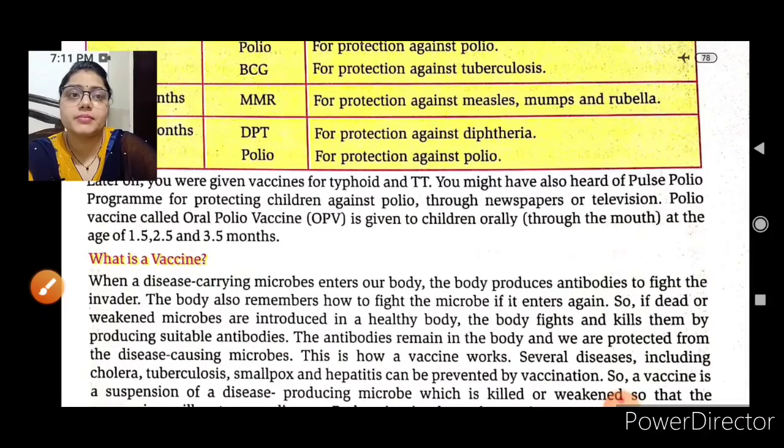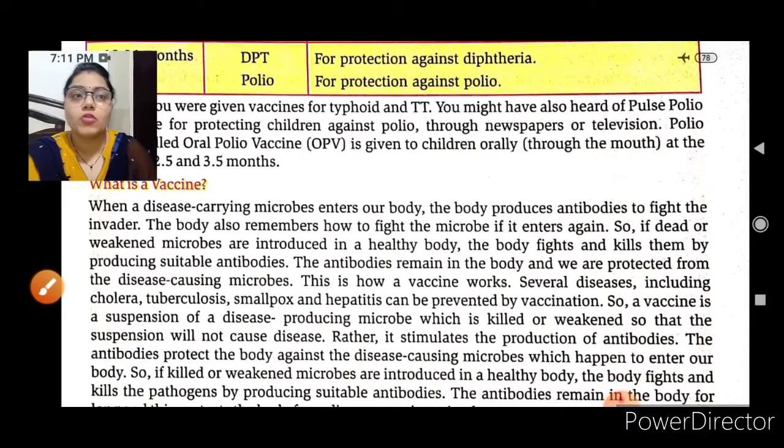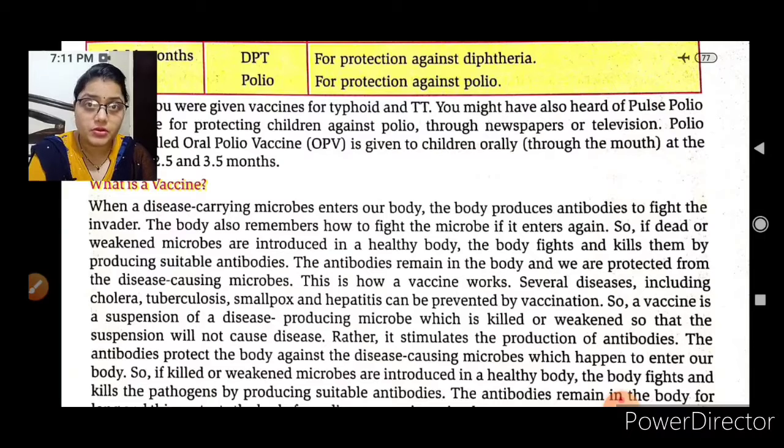Now, what is a vaccine? The next and major topic of discussion is what is a vaccine, and why the government is giving us, pressurizing us and motivating the people of the country to take the vaccines for their child.